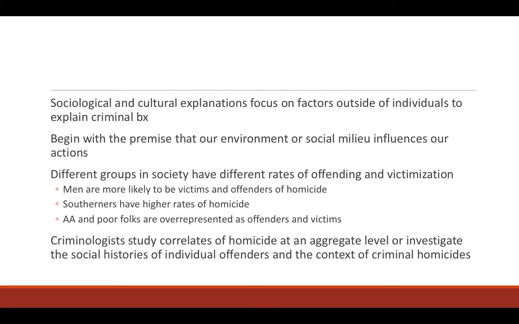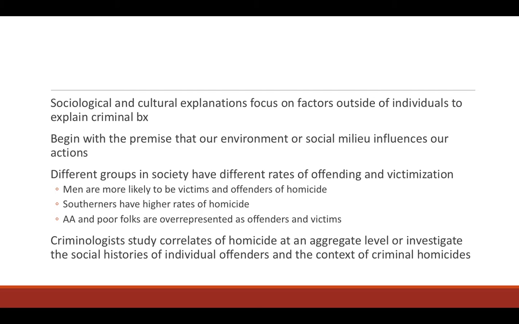We do know that different groups in society have different rates of offending and victimization. So men are more likely to be victims and offenders. Southerners have higher rates of homicide, and African Americans and poor folks are also overrepresented as offenders and victims. So what's happening that causes these differences or these disparate rates?